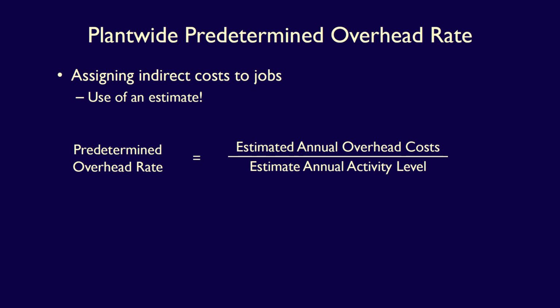Recall that at the beginning of each year, we estimate the total annual overhead costs and the total annual activity level in order to develop a predetermined overhead rate. We need this rate so that we can apply manufacturing overhead, which is an indirect cost of manufacturing a product, to the cost of the product.